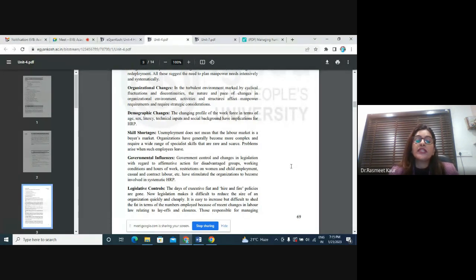As you all know, we are talking about the legal restrictions which come. So government plays a very, very important role. They control and make changes in the legislation with regard to certain affirmative actions for the disadvantaged groups. It could be related to working conditions, it could be related to the number of hours that HR is working. It could be related to hiring, let's say, child employment, if you hire somebody who's below a certain age, that is also a restriction from the government end. So there are certain restrictions on certain jobs, and that is all happening at macro level.